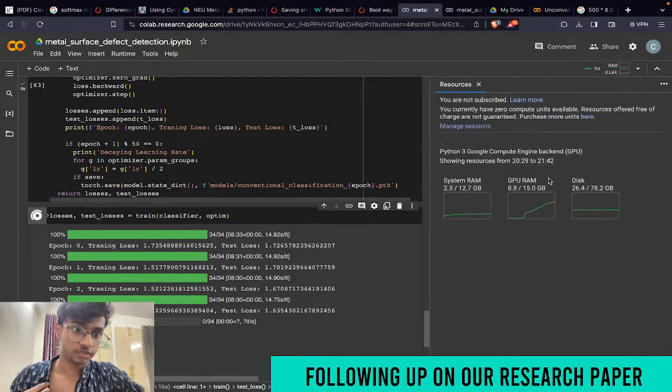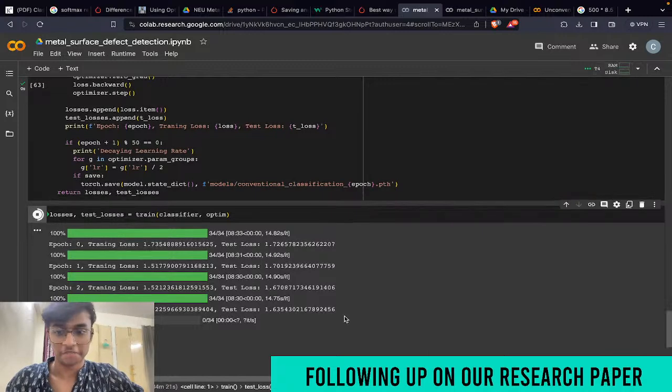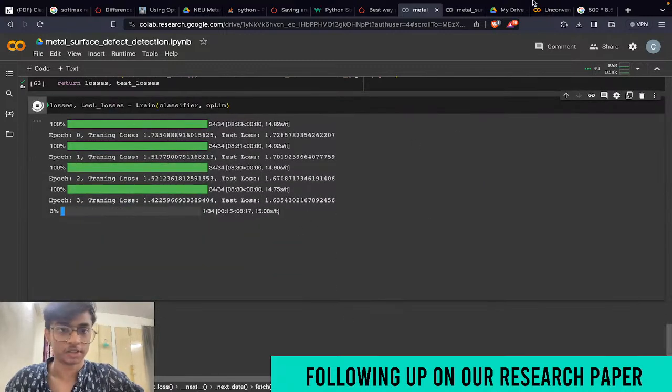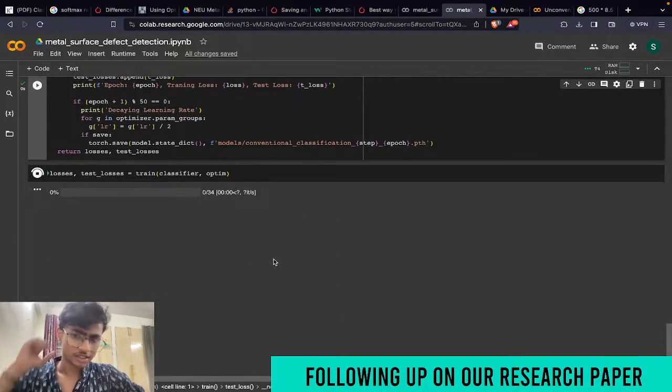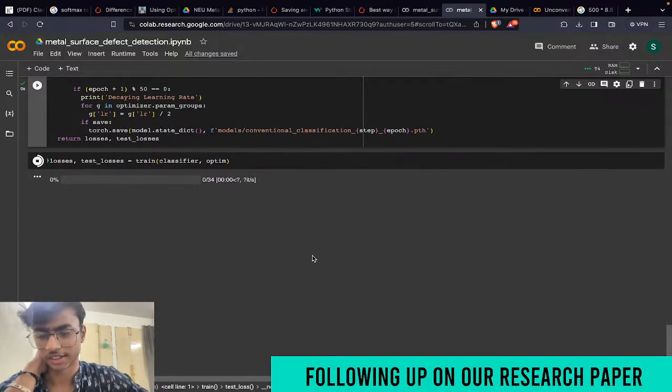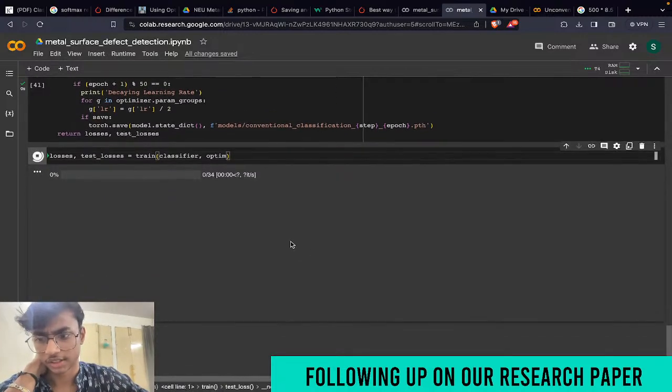How much memory have we used? 8.8 GB. Yeah, we are not getting anywhere ahead of 10. Reaching 10 even seems like a long shot. Let's just let it train. Let's see if the losses are reducing correctly. And let's wait for this too.